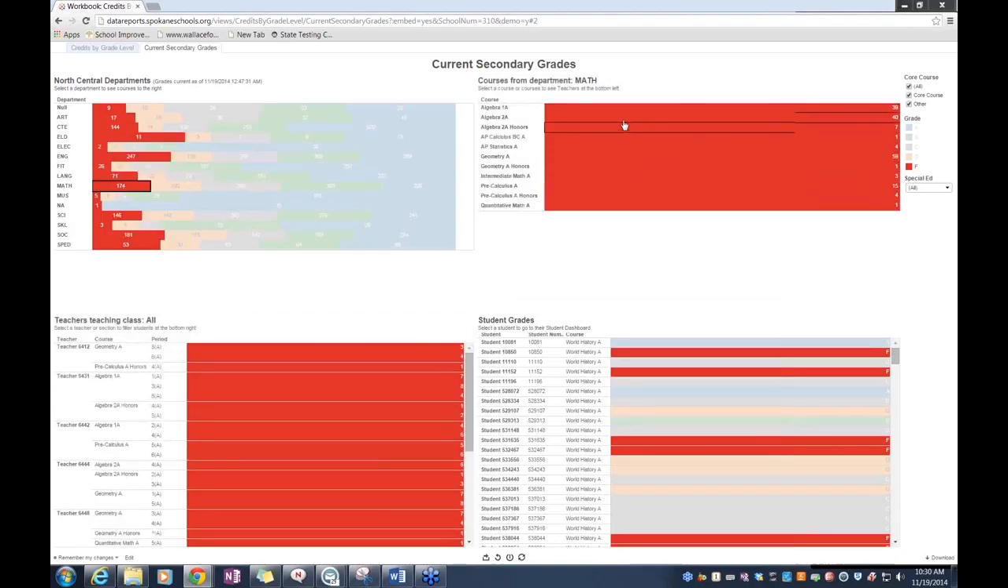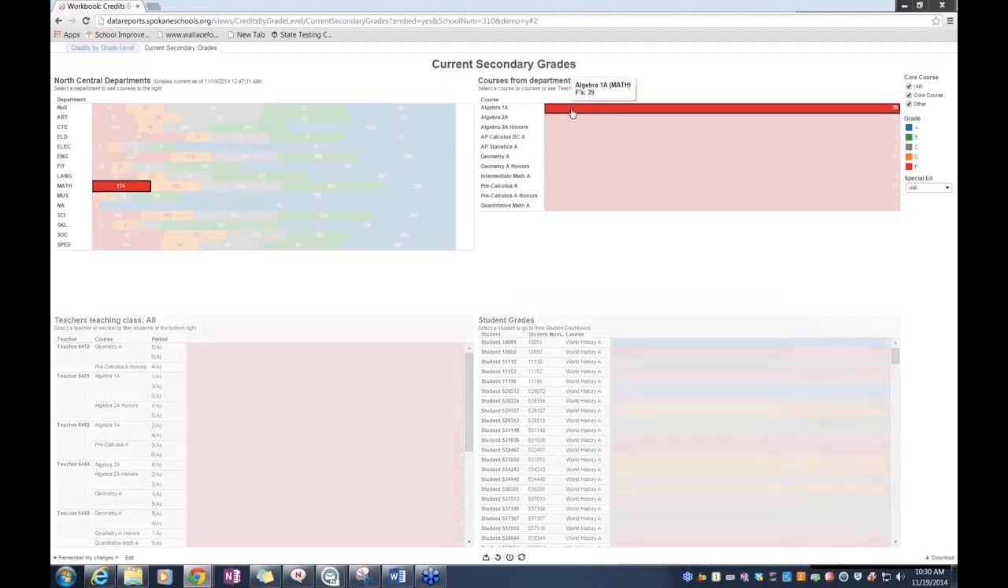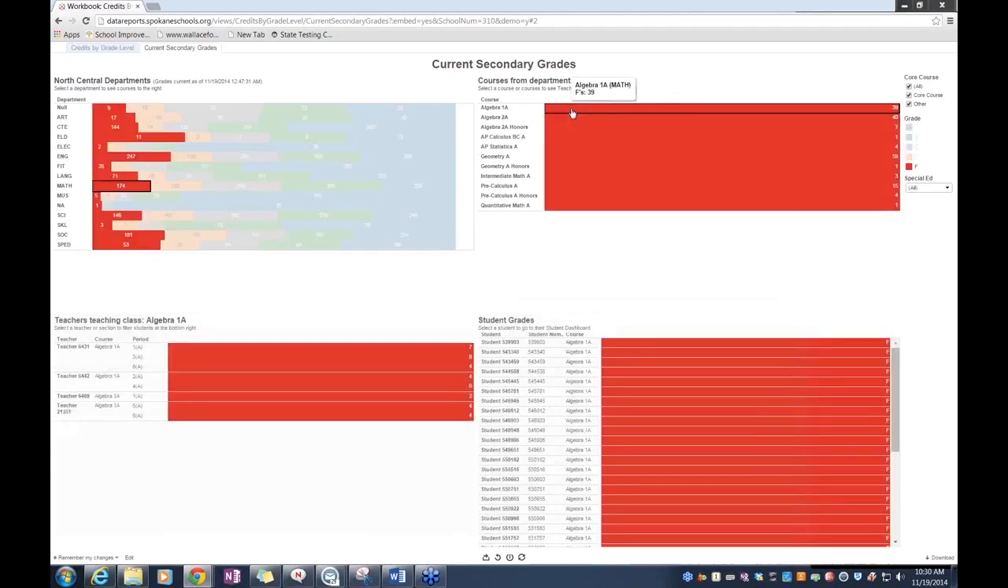I can decide, okay, you know what, I'm seeing way too many Fs in Algebra 2 or Algebra 1 or whatever. I can click into that, and I can get all the way down to the student level by teacher. So again, the goal is to provide actionable data where leaders have access to the same information constantly, so they can intervene if necessary, they can celebrate if it's appropriate, and so on. Pretty much all of the visualizations that we put out are really focused on making sure that the level of data helps leaders make decisions in a timely fashion.